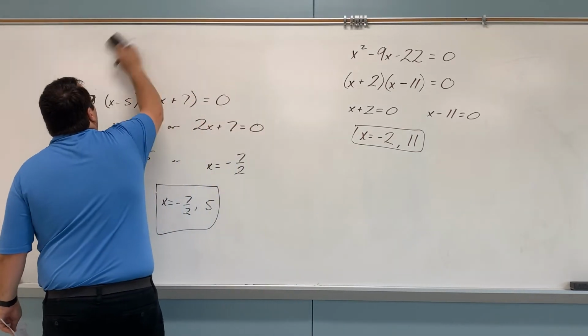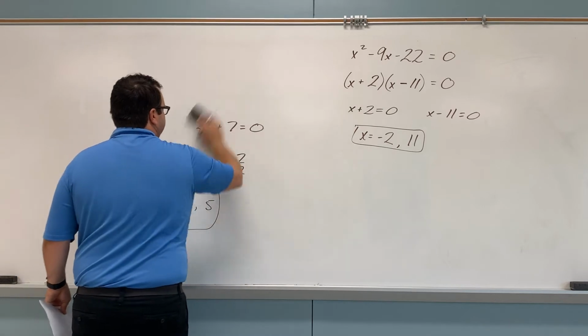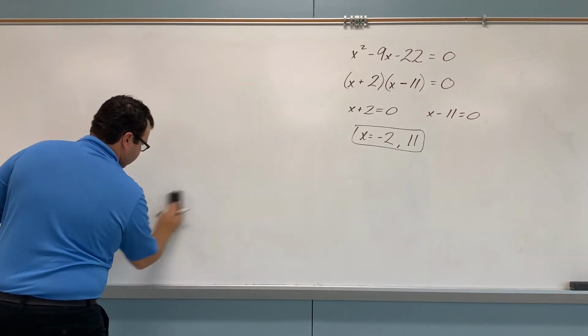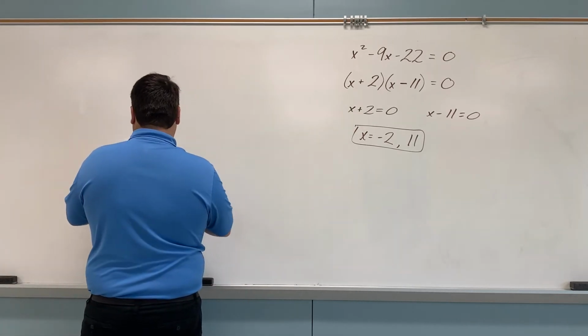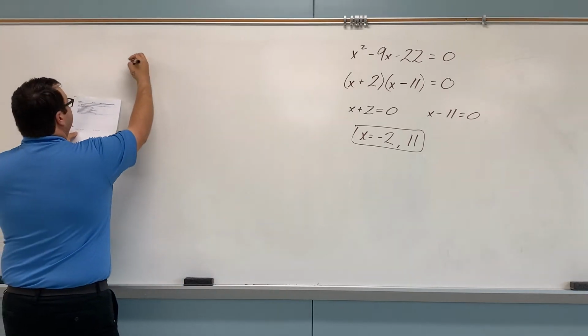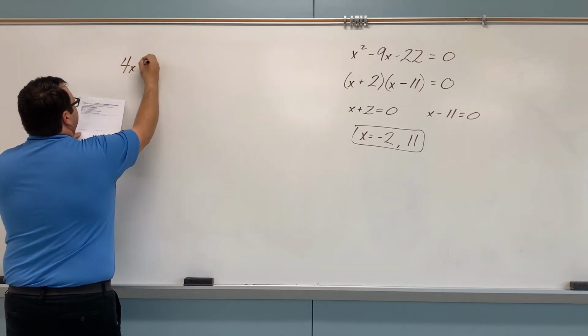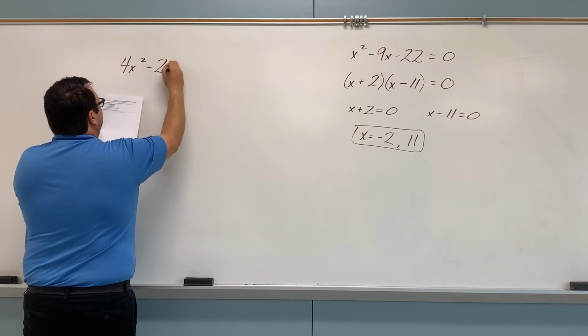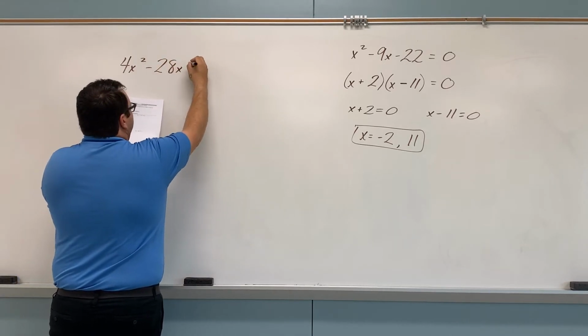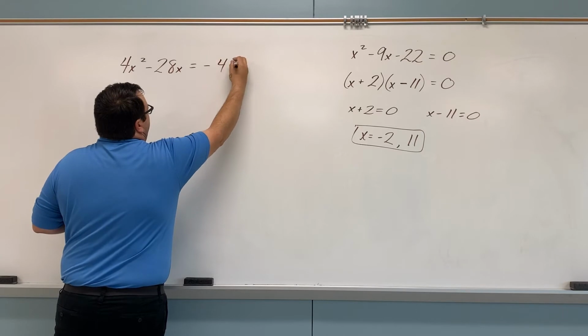Let's get some board space while we're at it. All right, I'm on example 3, which says 4x squared minus 28x is equal to a negative 49.